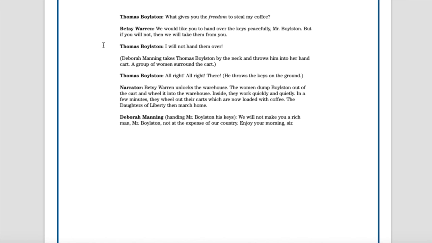So, in each of these four acts in different parts of the colonies, women came together in these groups, Daughters of Liberty, to fight for liberty for their country alongside the men of what would become the United States of America.